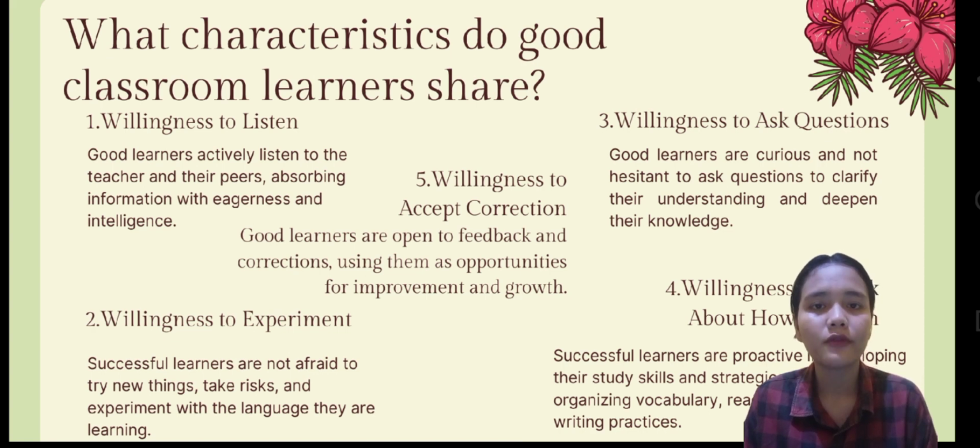Number four, what characteristics do good classroom learners share? There are five characteristics, namely, first, willingness to listen. Good learners actively listen to the teacher and their peers, absorbing information with eagerness and intelligence. Number two, willingness to experiment. Successful learners are not afraid to try new things, take risks, and experiment with the language they are learning.